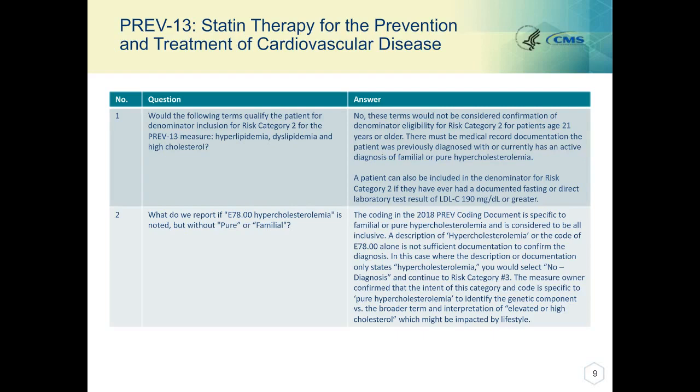In this case, where the description or documentation only states hypercholesterolemia, you would select no diagnosis and continue to risk category 3. The measure owner confirmed that the intent of this category and code is specific to pure hypercholesterolemia to identify the genetic component versus the broader term and interpretation of elevated or high cholesterol, which may be impacted by lifestyle. Next slide, please.